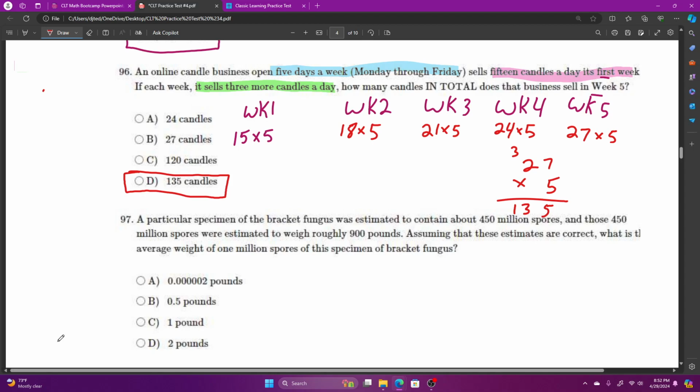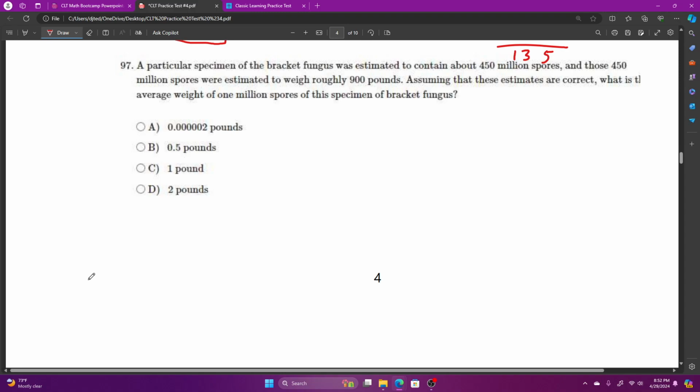And I'm going to do one more question, and then we'll move on to the next break. A particular specimen of the bracket fungus was estimated to contain 450 million spores, and those 450 million spores were estimated to weigh roughly 900 pounds. Assuming that these estimates are correct, what is the average weight of 1 million spores of this specimen of bracket fungus?